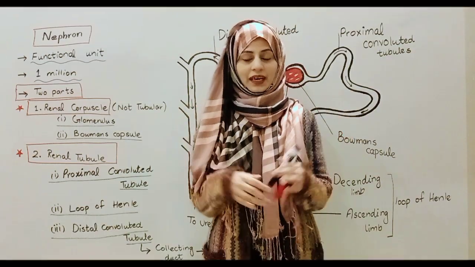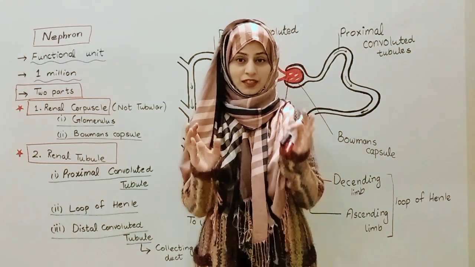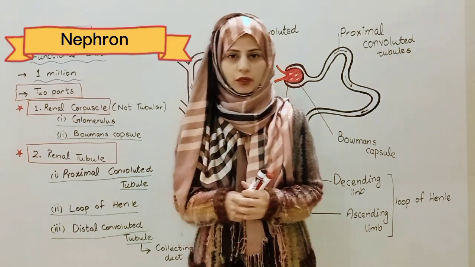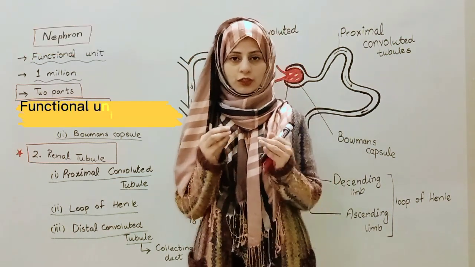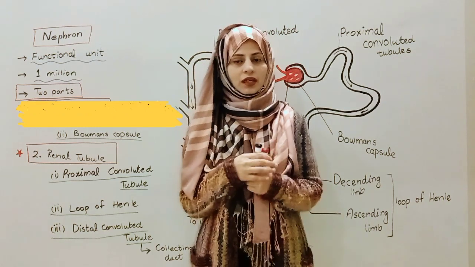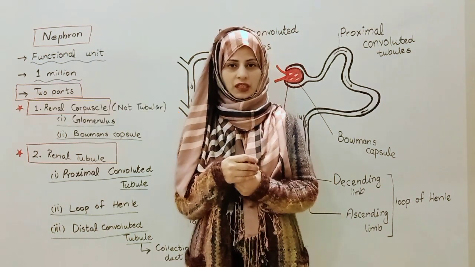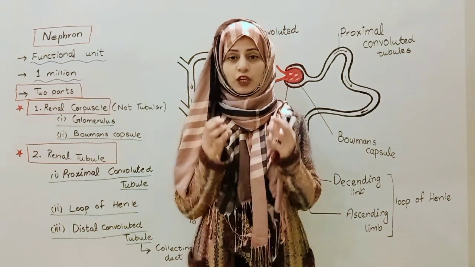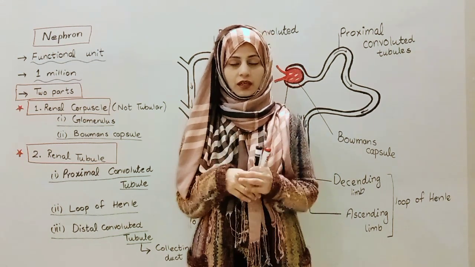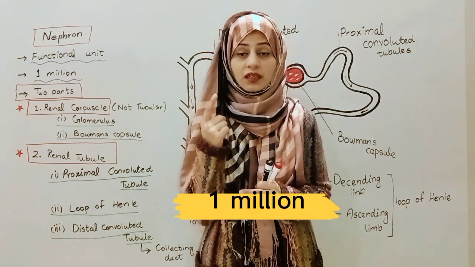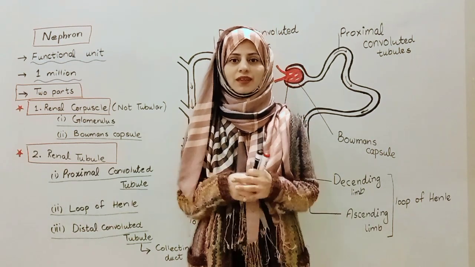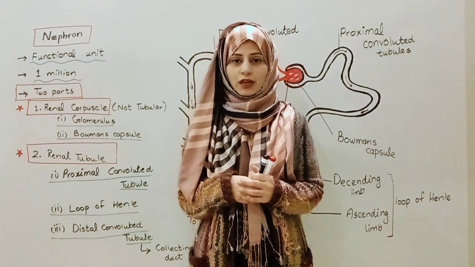Hey everyone, I am back with another amazing video that is about nephron, the functional unit of kidney. Let's talk about nephron. Basically, nephron is the functional unit of kidney and there are about 1 million nephrons in each kidney.